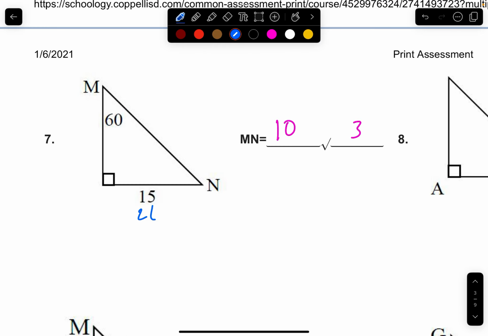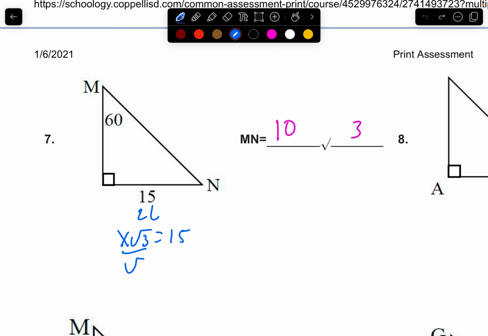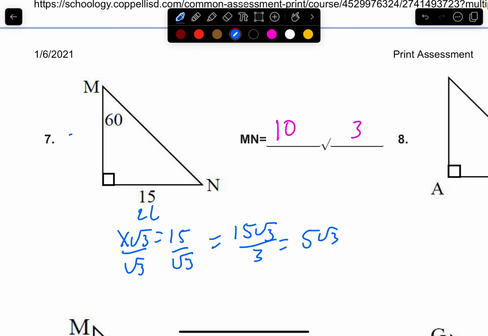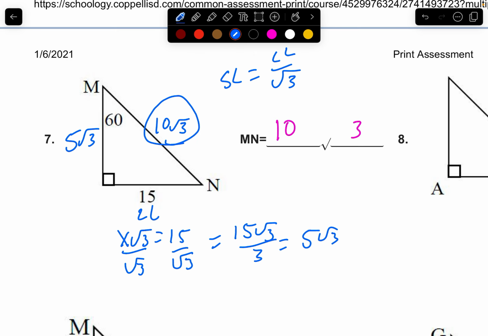Here we have the long leg. The side across from 60 is the long leg. So here's what we know. Something root 3 equals 15. So we divide by root 3, and we get 15 root 3 over 3, which is 5 root 3. So the short leg is 5 root 3. Remember that the short leg equals the long leg divided by root 3. That's what we did. And then to get the hypotenuse, we need to double that, 10 root 3. The hypotenuse equals 2 times the short leg.